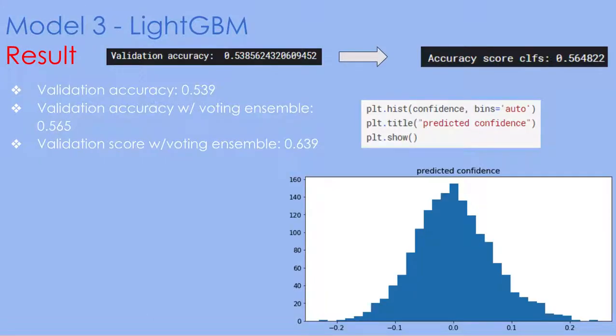Here is the result of our LightGBM. The validation score is around 0.53. After adding some ensembling methods, it goes up to 0.56. And finally, 0.63.